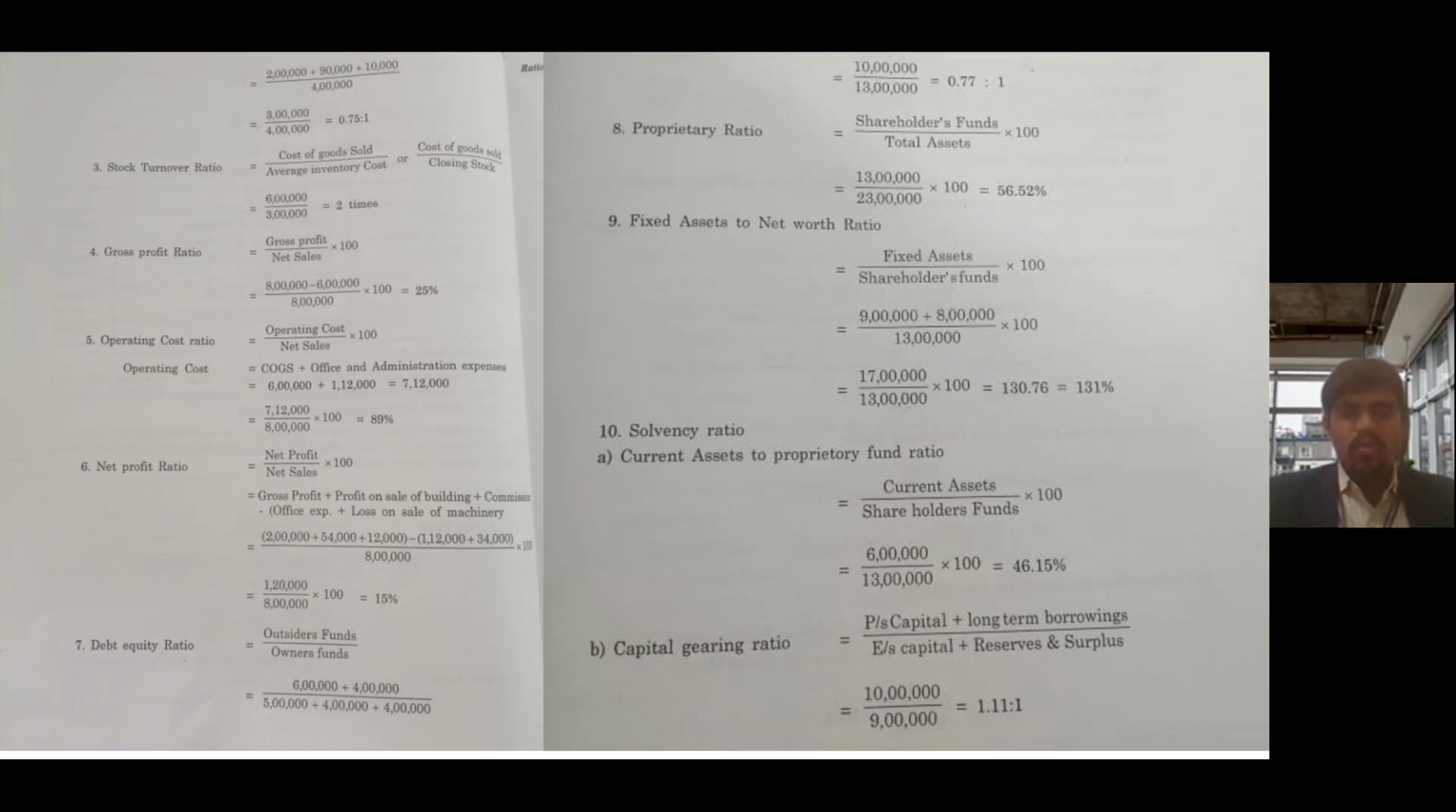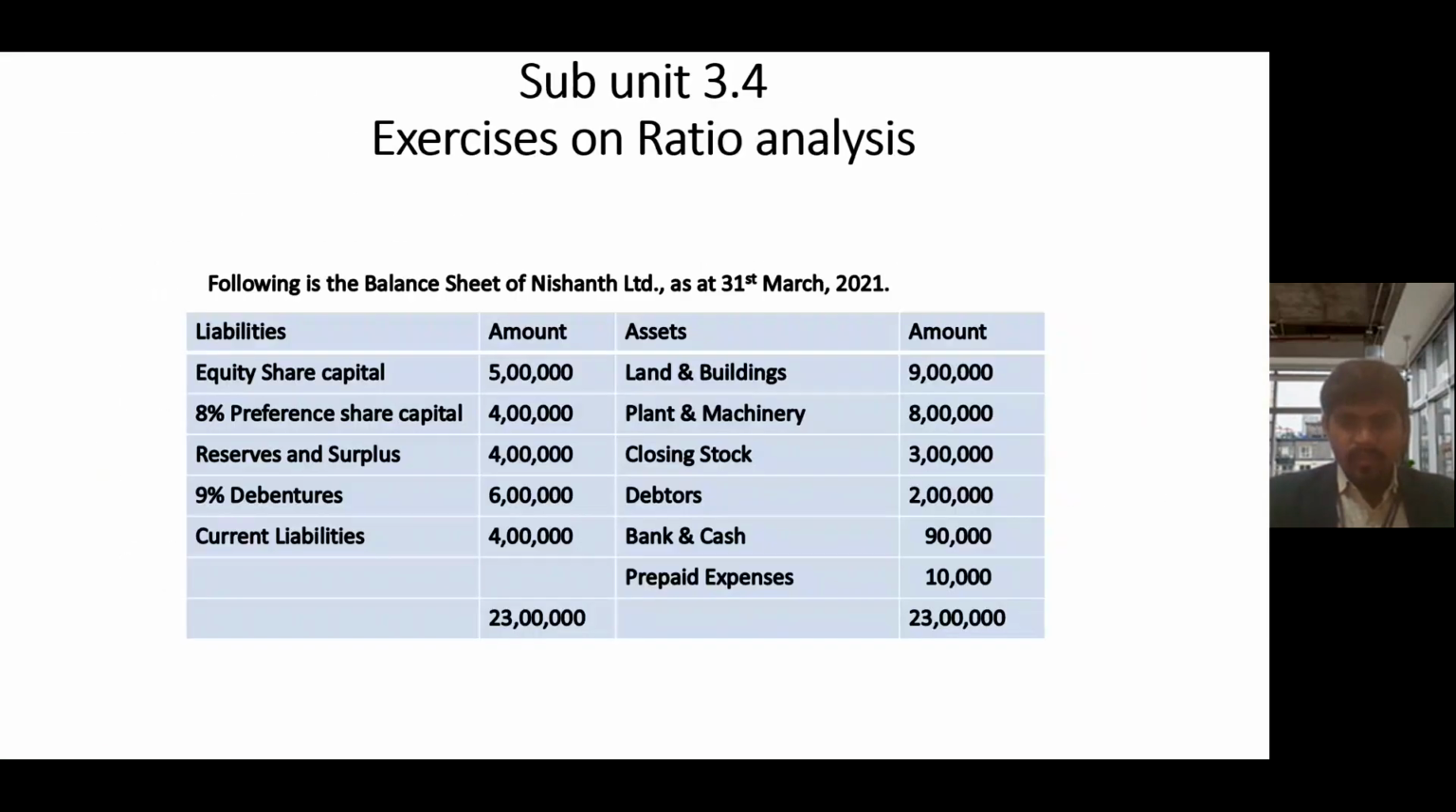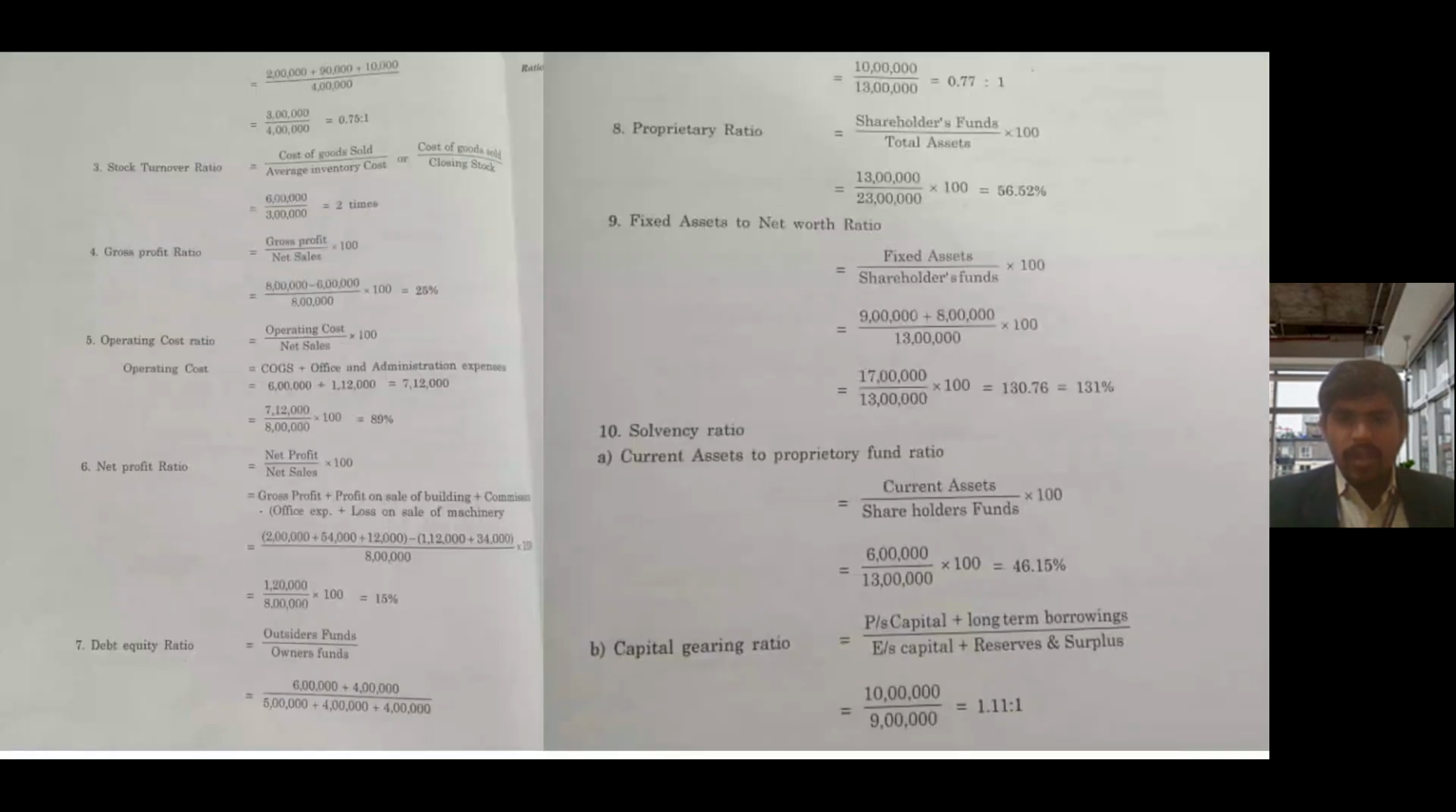So what assets do we have in total? Land and building is 9 lakh, plant and machinery is 8 lakh, total 17 lakh. Next, closing stock of 3 lakh rupees, debtors of 2 lakh rupees, bank and cash 90,000, prepaid expenses 10,000. Taking all assets, the total value is 23 lakh rupees. After dividing, we got 56.52%, which is the proprietor's share in this business.